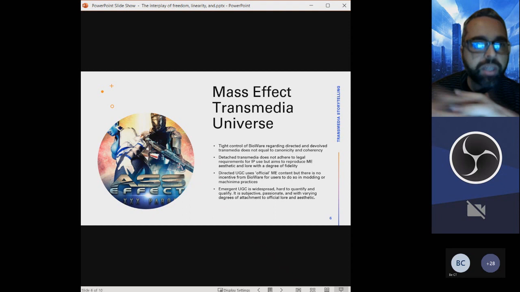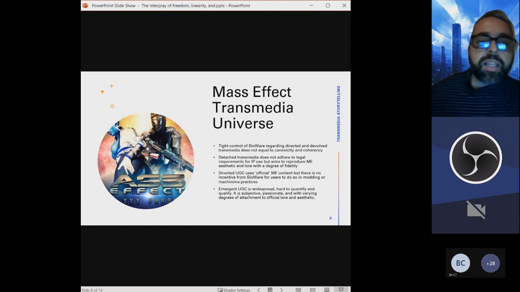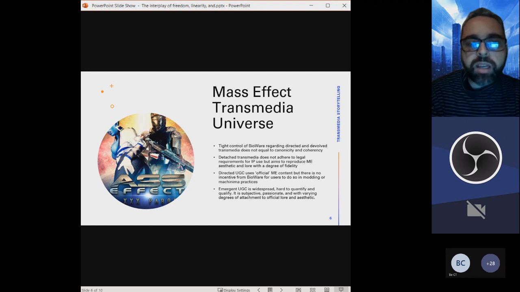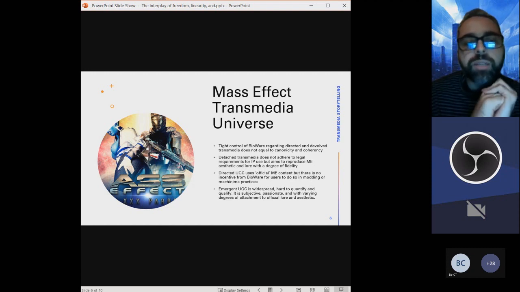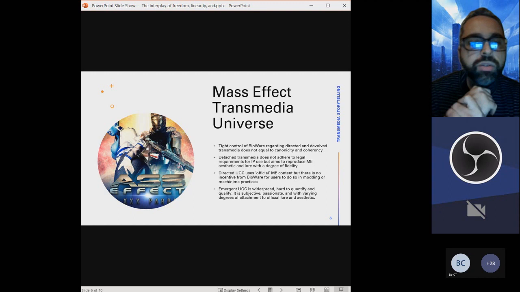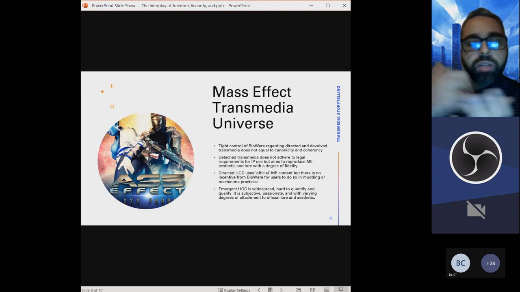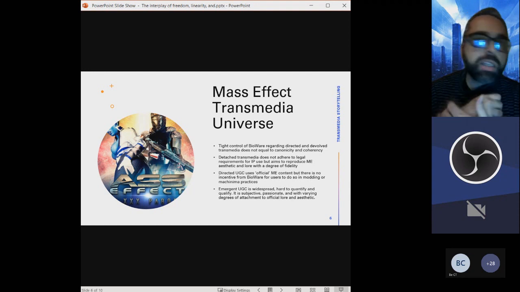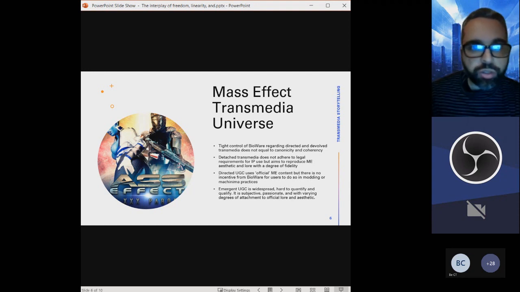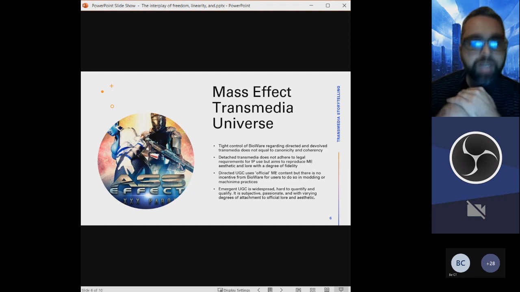Detached transmedia does not adhere to legal requirements for IP use, but aims to reproduce Mass Effect aesthetic and lore with a degree of fidelity. Then direct UGC uses official Mass Effect content, but there is no incentive from BioWare for users to do so in modding or machinima practices, so they are still independent and emergent in a way. And emergent UGC is very much widespread. All you need to do is Google Mass Effect fan art for an infinite amount of results, but it's very hard to quantify and also to qualify.